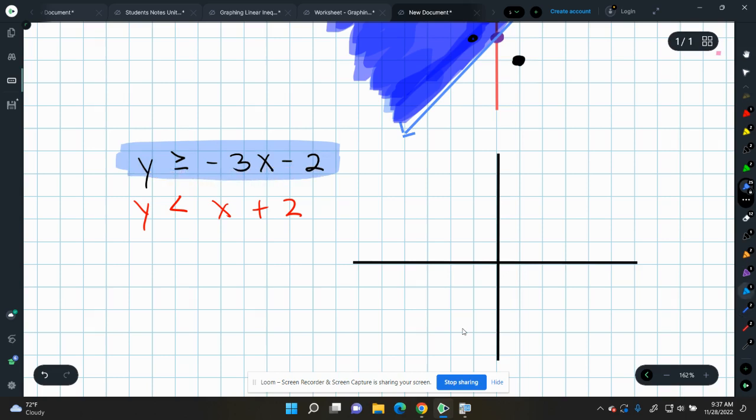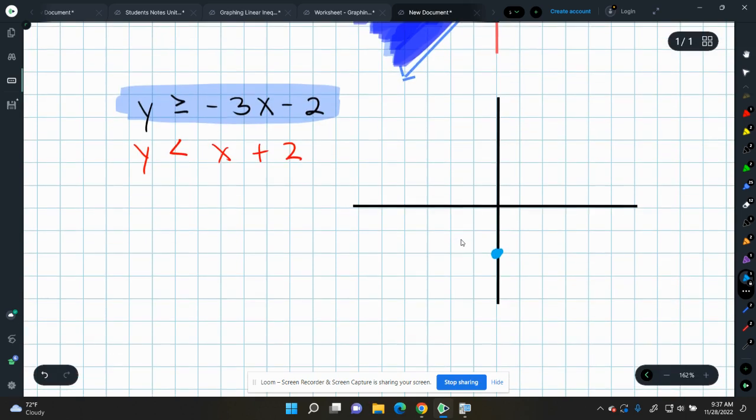Okay, Tony, how do I start this? Yep, negative 2 there, good. No, I go up 3 and to the left 1. Rise over run, up 3 to the left 1. Okay, so now I have that. Is this a solid or a dotted line? Solid line, good. So there's my solid line.